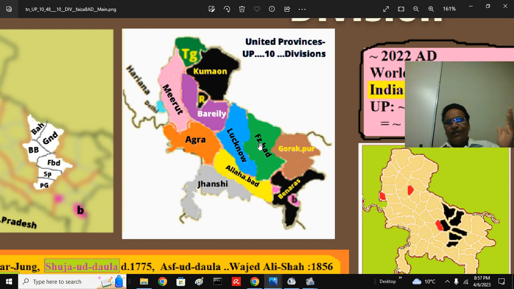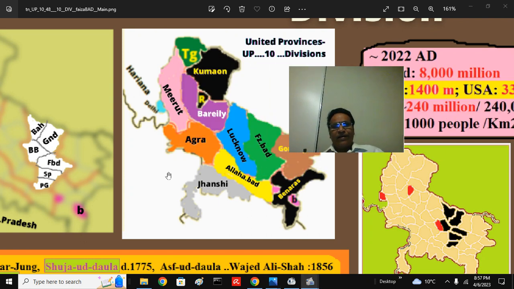That is the other name for Ayodhya. And further east is Gorakhpur. And we have the Bareilly division, that is the Rohilkhand, and the hilly region, Kumaon division. So of the 20 divisions, 10 are south of Ganga, and the remaining 10 north of Ganga are on the left bank of Ganga.